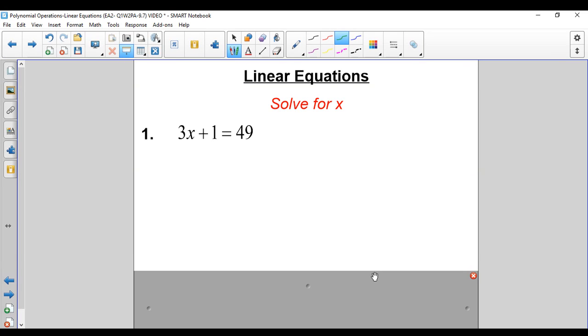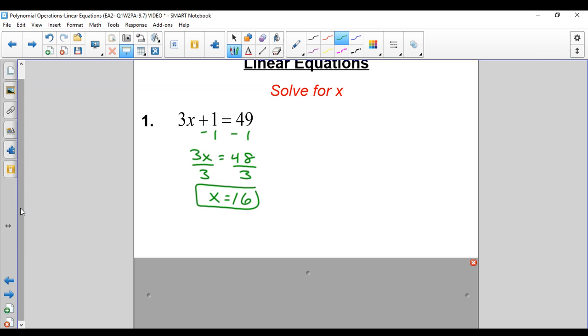All right, we're looking at linear equations, so this should be pretty quick. We're just solving for x on each of these, or solving for whatever variable is involved. So we're just getting x by itself. We subtract 1, we get 3x equals 48, divide by 3, we get x equals 16. Done and done on that one.